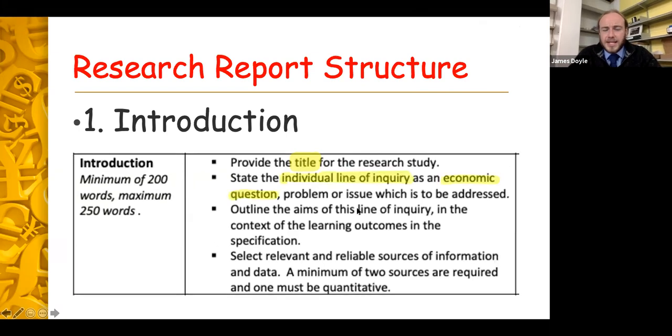Here we go. The next thing is: state the individual line of inquiry as an economic question, problem, or issue which is to be addressed. So it's very clear what we need to put into this. We need to put in the title that's given to us.